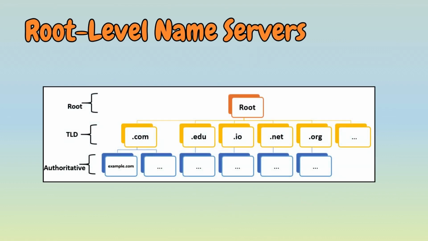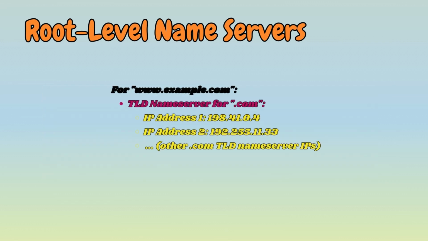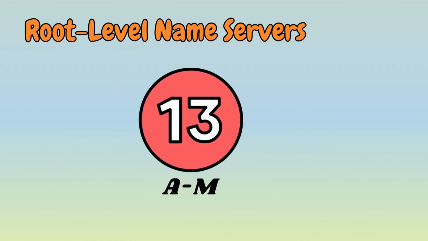Root level name servers handle requests from local servers and maintain name servers based on top level domain names like .com, .edu, .us, etc. For example, if a user requests the IP address of example.com, root level name servers will provide a list of TLD servers holding the IP addresses of the .com domain. There are 13 logical root name servers named letter A through M with many instances spread throughout the globe.